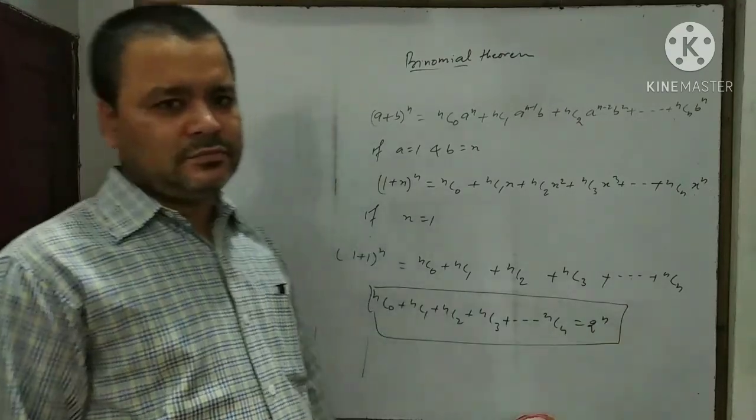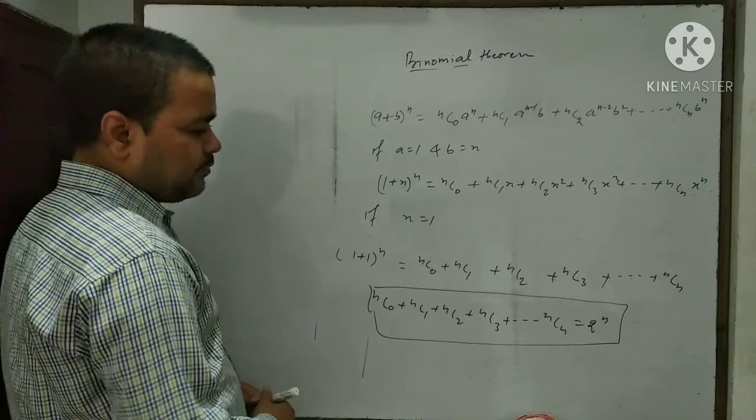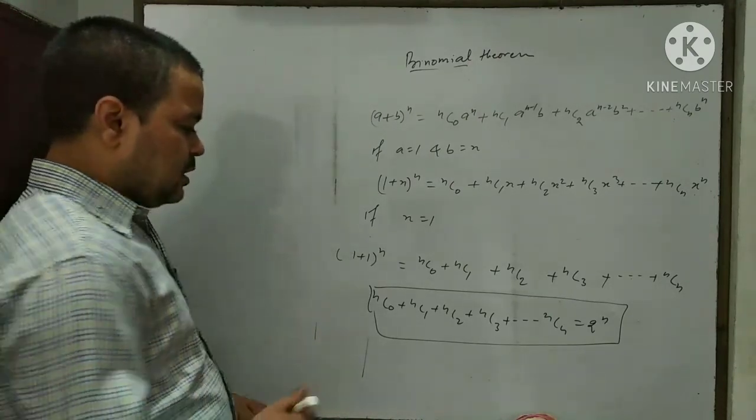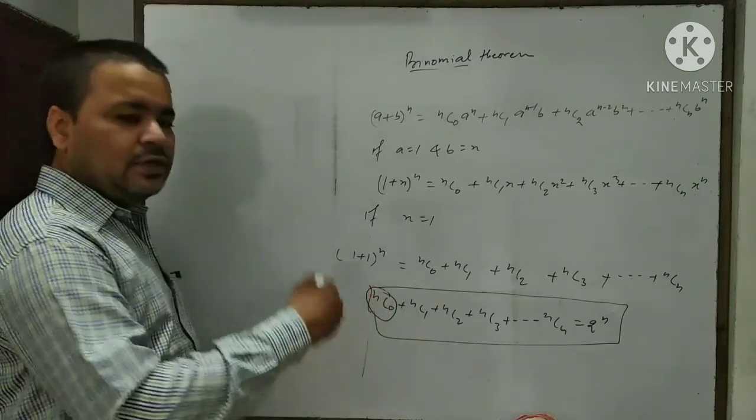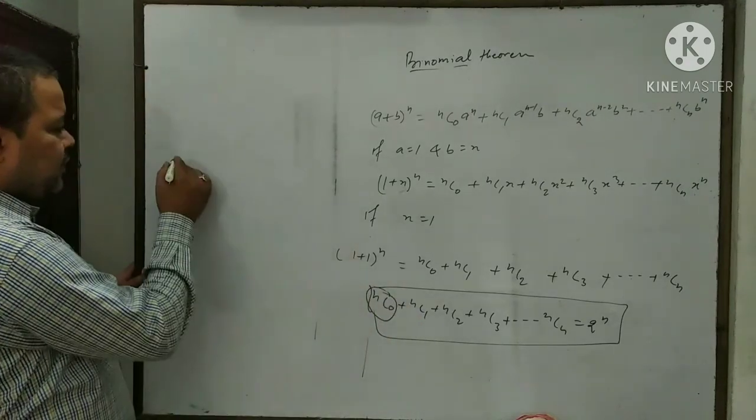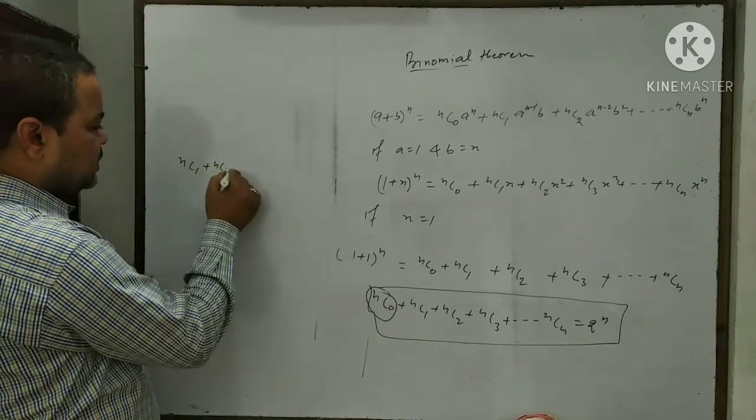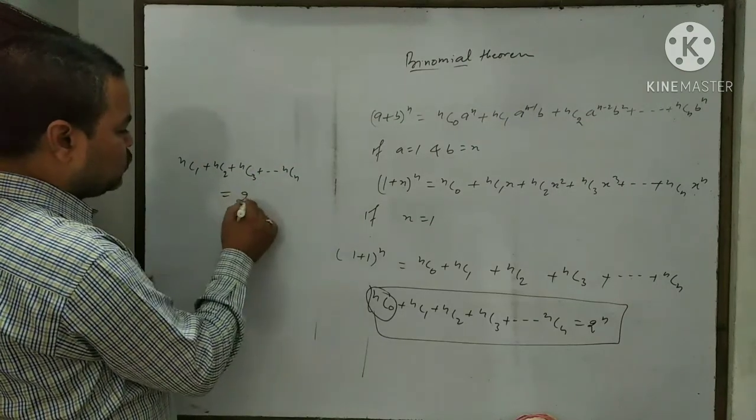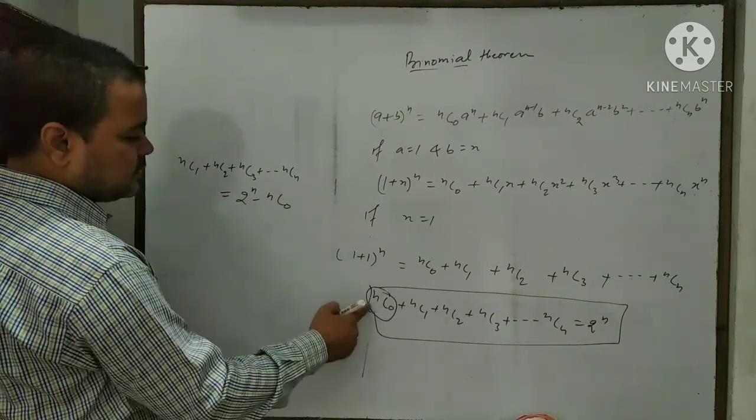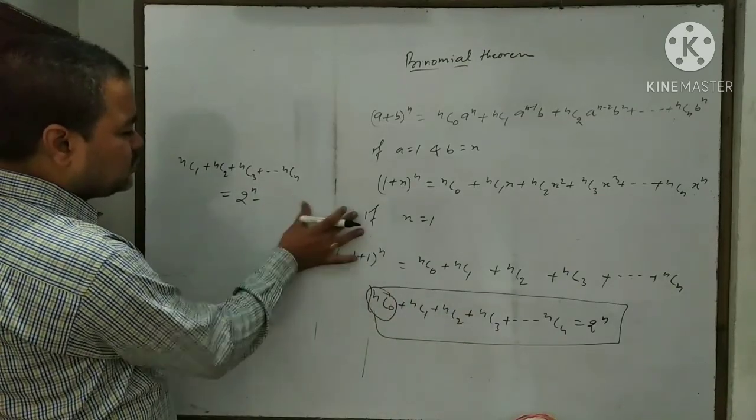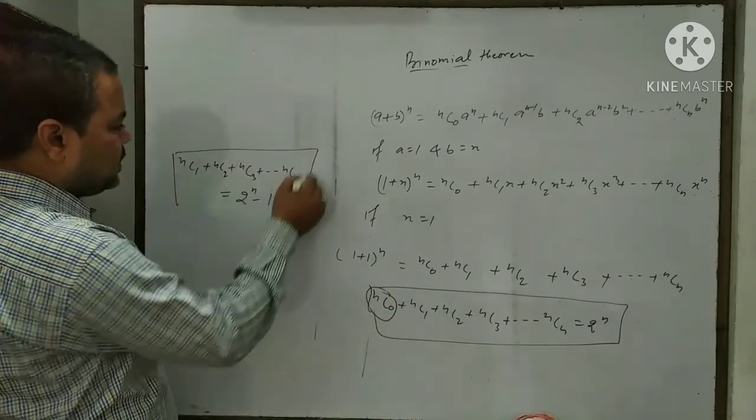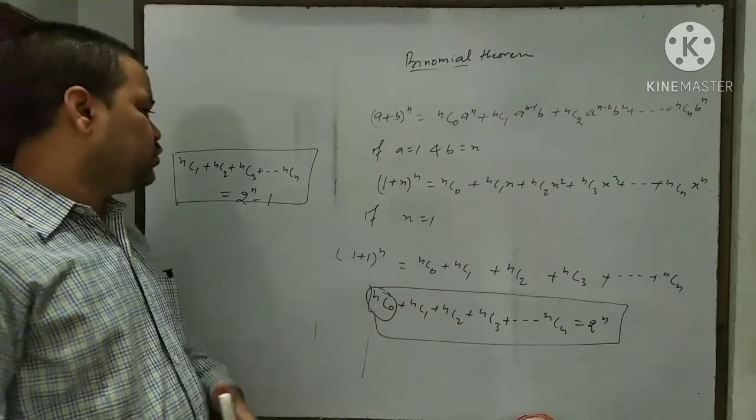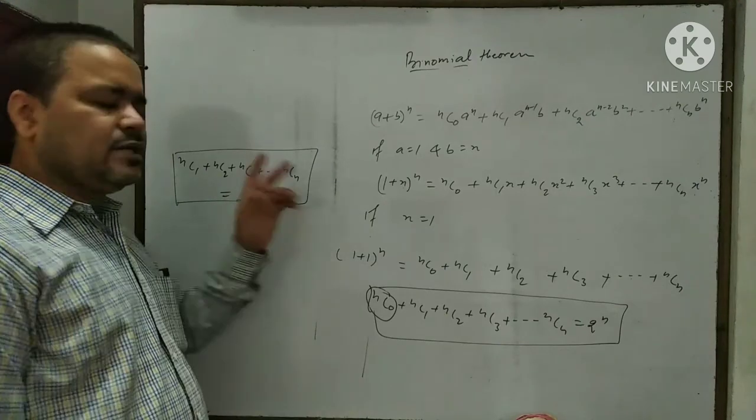But if we want to make a non-empty group, then this empty group will be deducted. In this way, we get nC1 + nC2 + nC3 + ... + nCn is equal to 2^n minus nC0. This we have to subtract, and nC0 means 1. Therefore, we also get this situation: nC1 + nC2 + ... + nCn is equal to 2^n minus 1.